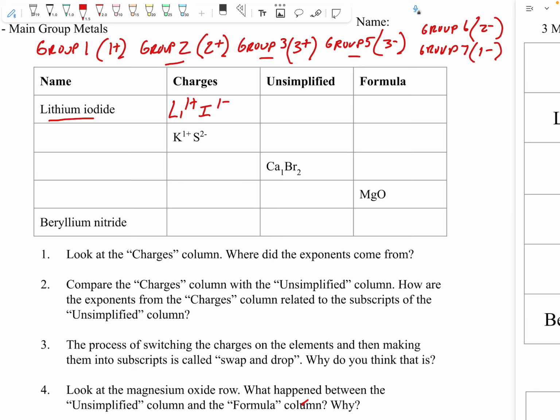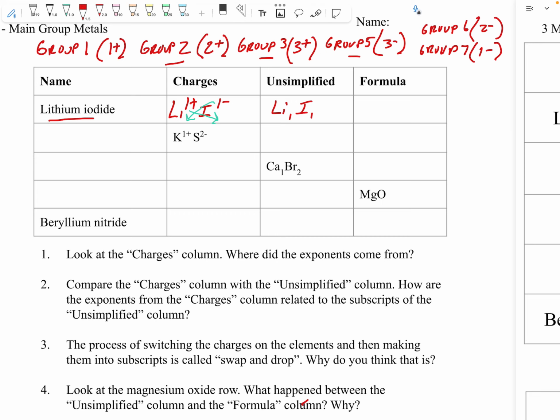The charges are the same, but what we'd normally do is switch the numbers if the numbers were different, not the charges. We have two 1s sitting here as exponents, so we can leave them where they are. The unsimplified version of this would be Li1, I1. Really, we just took this one and put it here, and this one and put it there. Even though the numbers are the same, you can do that. It just turns out to be the same.